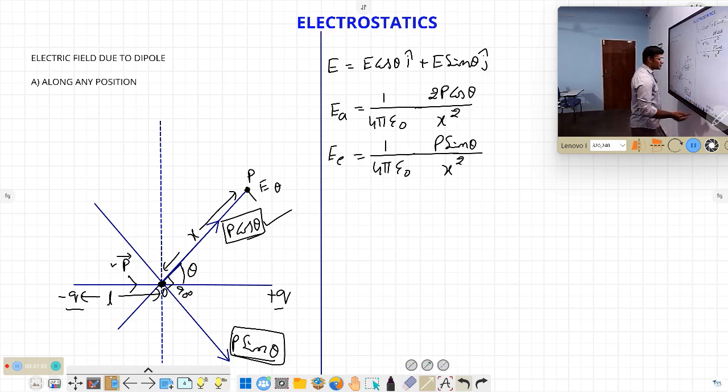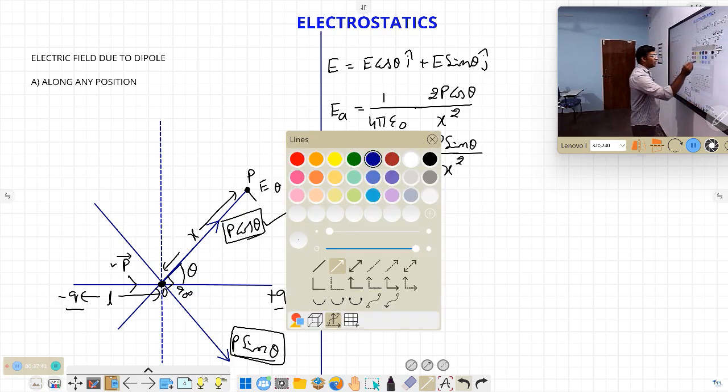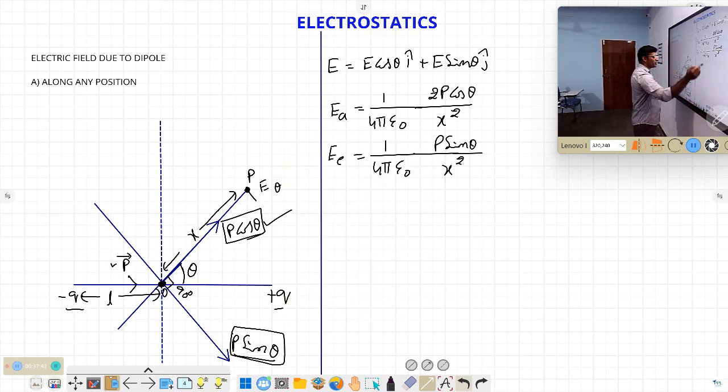Now, what is the direction of that electric field? Now you know the concept that the electric field due to a dipole along the axial line is in the direction of the dipole moment. So the dipole moment is O to P, so the electric field is also O to P. This is the direction of the axial field due to P cos theta.